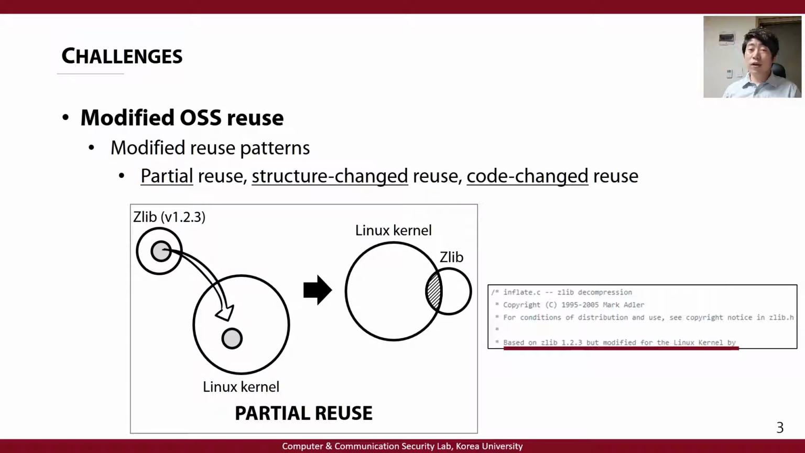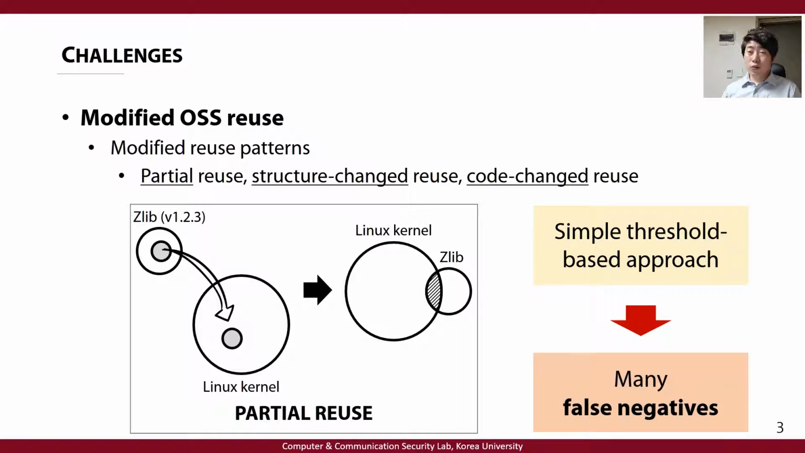Developers often reuse a part of an OSS or change the original structure and source code when reusing an OSS. For example, the Linux kernel reused only 5 source files from the glib library with code modifications. If only a part of the OSS codebase is reused, the code similarity between the OSS and the software is very small. For this reason, simple threshold-based approaches have failed to identify many correct reused components.